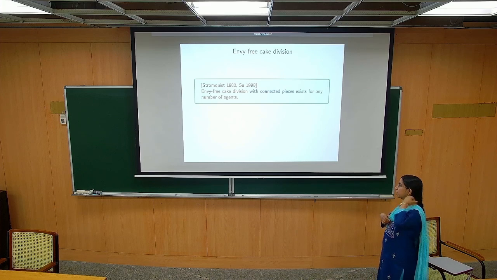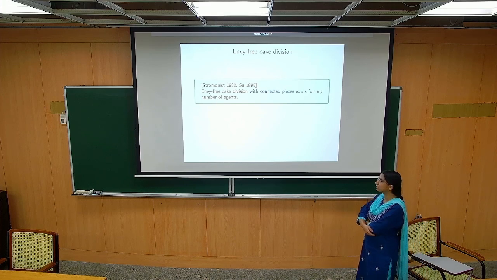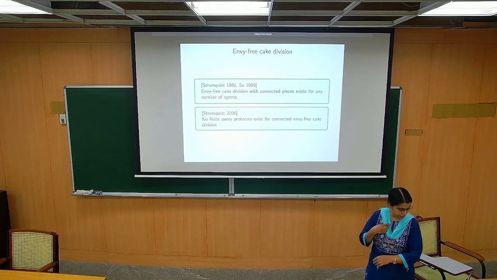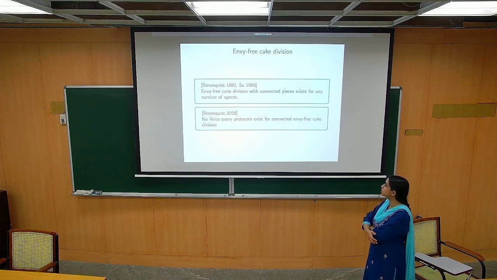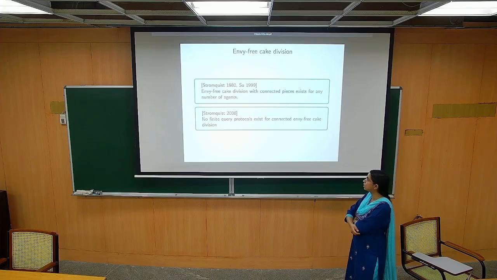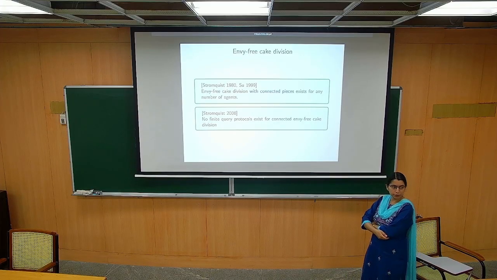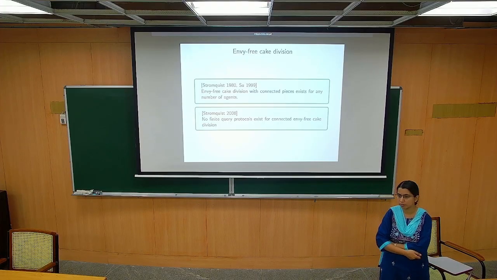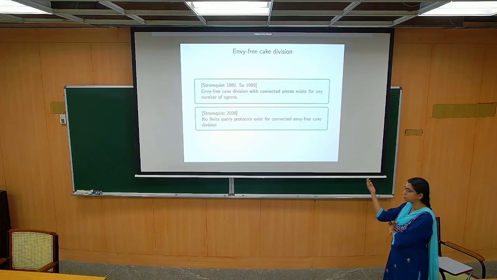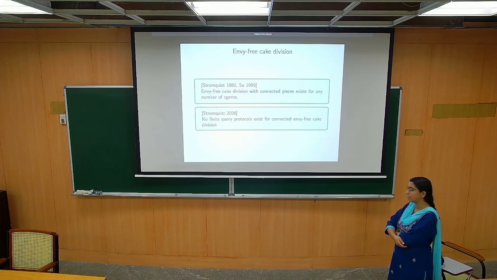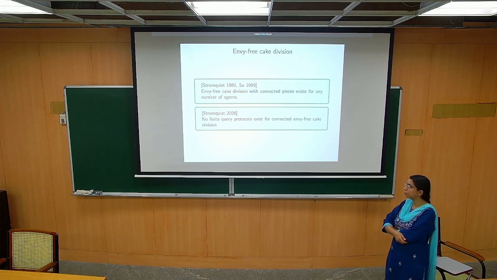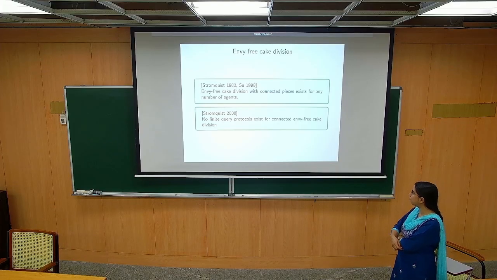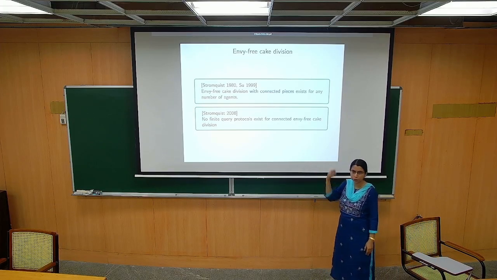what this result shows is that NV-free cake division with connected pieces exists for any number of agents. And there is a much later result by Stromquist, 1981, that there is no finite query protocol for connected NV-free cake division. So we would like to get an algorithm, but indeed we can't have one with finite queries if we want connected pieces. Since we don't want an infinite query protocol, it's not useful in practice. What we would have to settle for is a disconnected division, like I had shown in earlier examples.